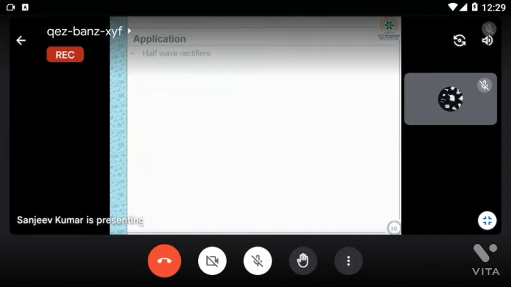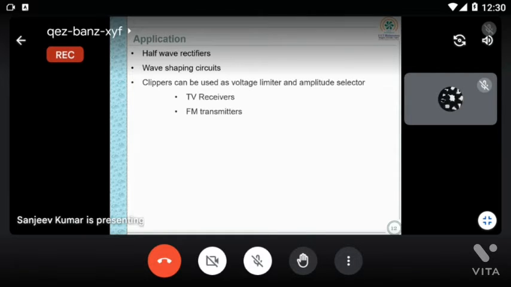Okay, so applications of the clipper. If you see, one part of a half wave rectifier, in total one part you are clipping. So generally it is used for wave shaping circuits. And third, clippers can be used as a voltage limiter or amplitude selector. You are controlling or selecting a voltage. This type of circuit is mainly used in receivers, TV receivers or FM transmitters, where you are detecting the amplitude.